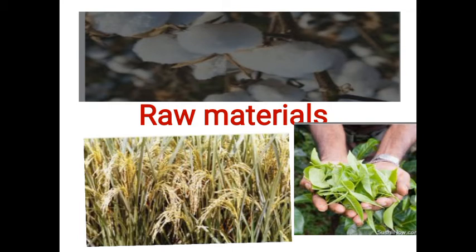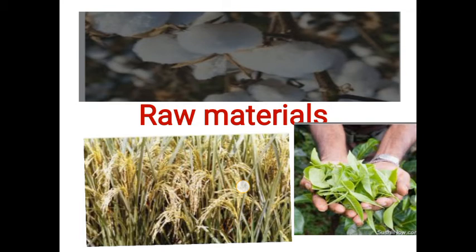So, the finished product is cotton cloths. Here, the finished product is bread, and from tea leaves, we are getting tea. The finished product is tea. Did you understand what is the difference between raw materials and finished product? Yes, the raw material is the wheat, but the finished product is bread.